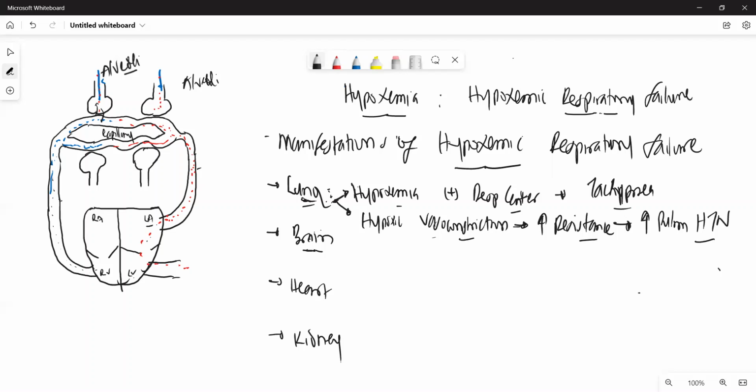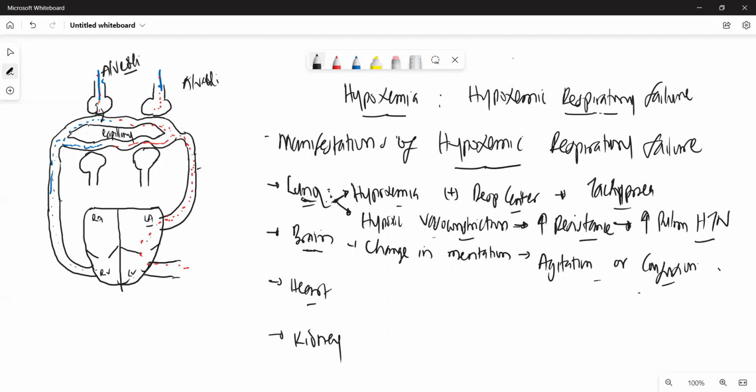So moving on to the brain, of course, if the brain is not getting enough oxygen, the brain is not going to function very well. So this patient can develop a change in mental status, a change in mentation. And a change in mentation could manifest maybe as agitation, or they can become confused, right?